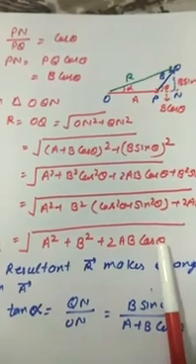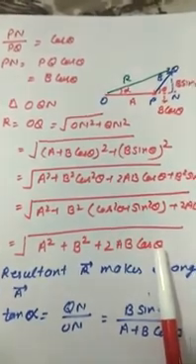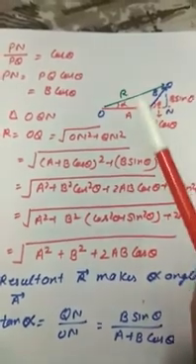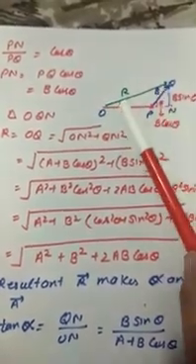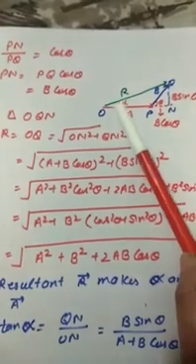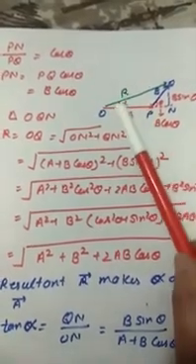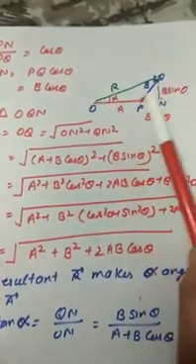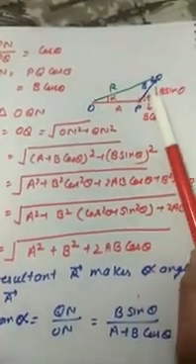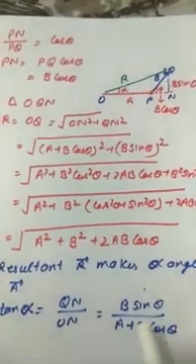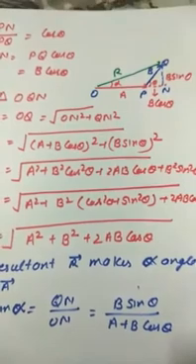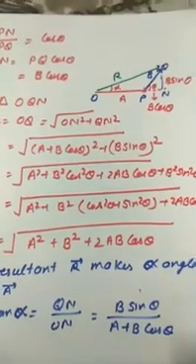But a vector is complete only when there is a direction also. At what direction is the resultant inclined? Let us suppose this resultant is inclined at angle alpha with the vector A. So what is tan alpha? Tan alpha is QN upon ON. What is QN? B sin theta upon A plus B cos theta. In this way we can find the direction of the resultant.